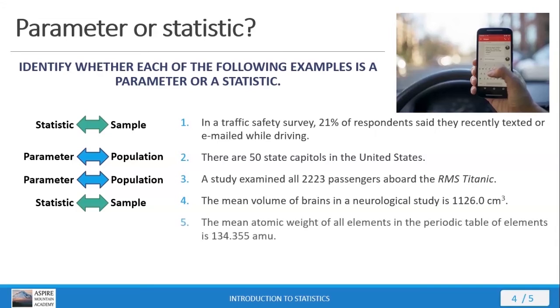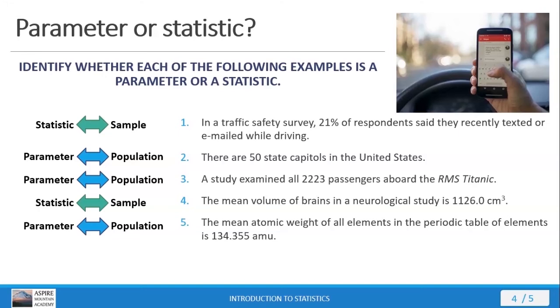Here's the next example. The mean atomic weight of all elements in the periodic table of elements is 134.355 AMU. Is this an example of a parameter or a statistic? I'll give you a moment. Well, I hope you said parameter, because that's what this is.